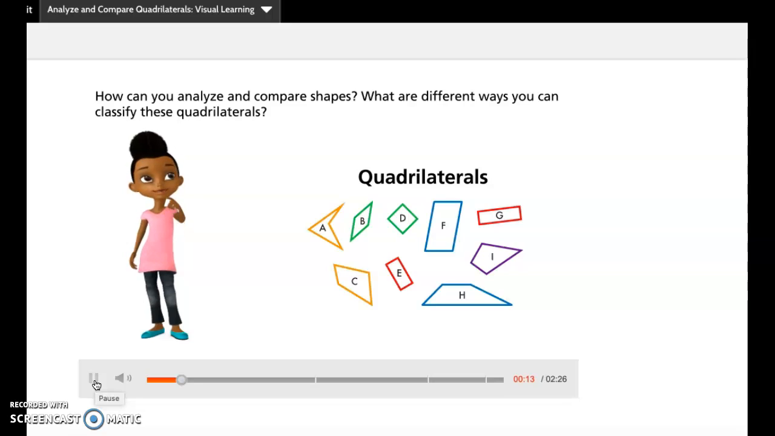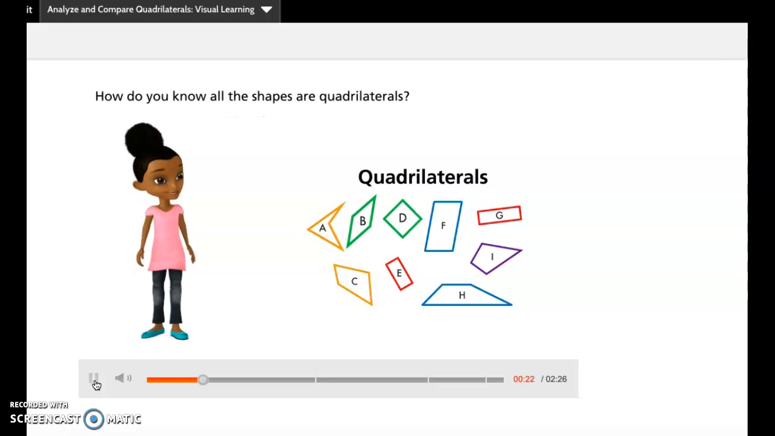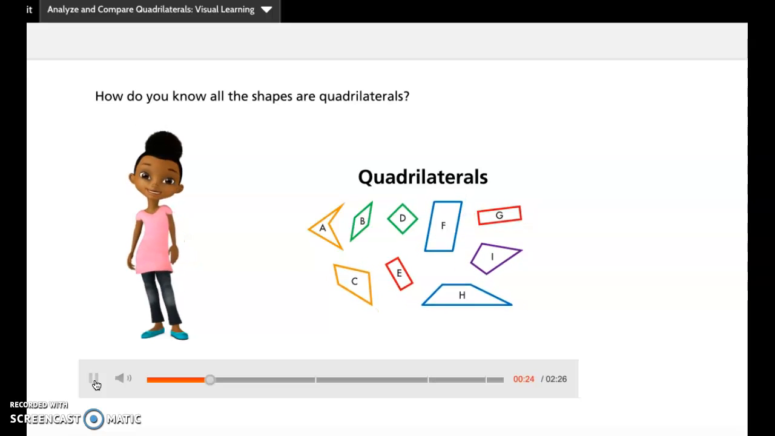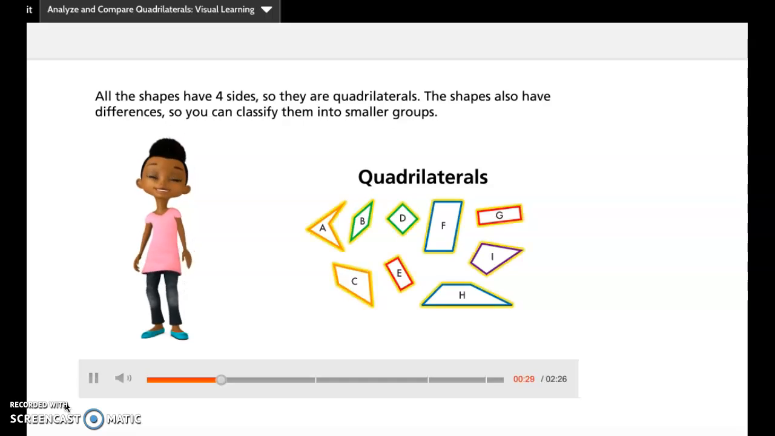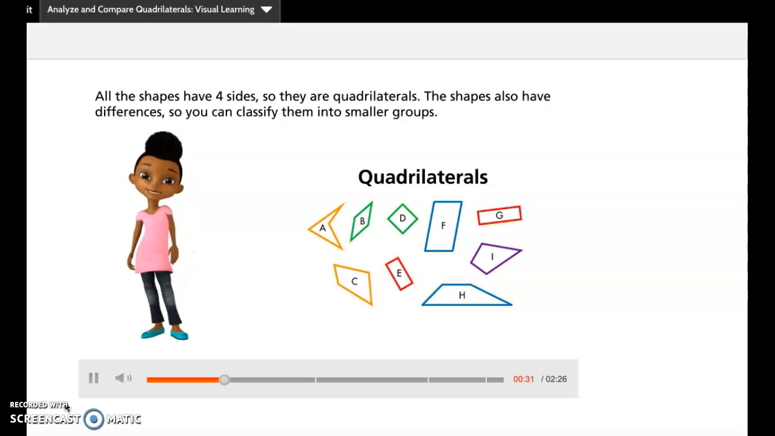How can you analyze and compare shapes? What are different ways you can classify these quadrilaterals? How do you know all the shapes are quadrilaterals? All the shapes have four sides, so they are quadrilaterals.